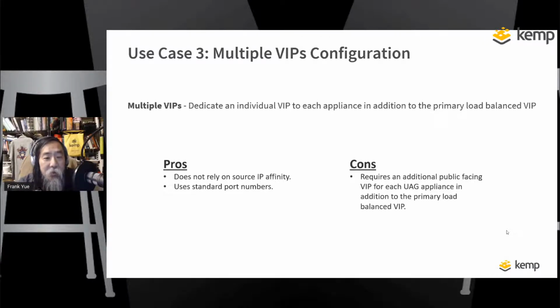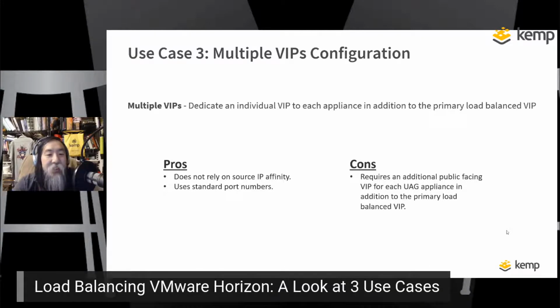So the pros of this third case, again, we do not rely on that source IP affinity, which is a good thing. The second thing is we are back to using standard port numbers, which is a good thing. The con is that I have to burn more IP addresses on the public side because each UAG is going to need a different VIP, virtual IP address. So if I have 2 UAGs, similar to use case number 2, I need 2 virtual IP addresses. 3 UAGs, I'm going to have 3 IP addresses, etc., etc. So we need to be careful about that.